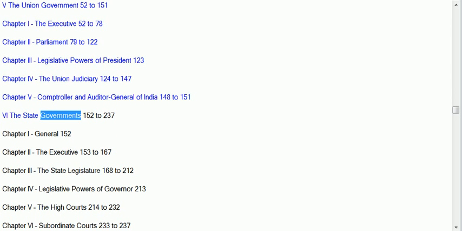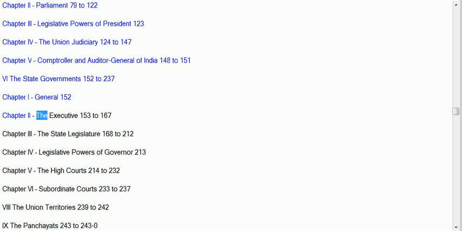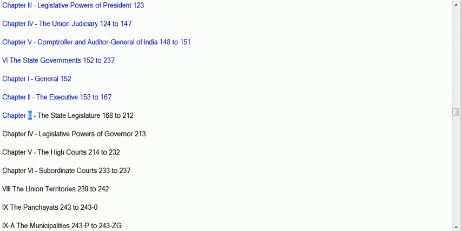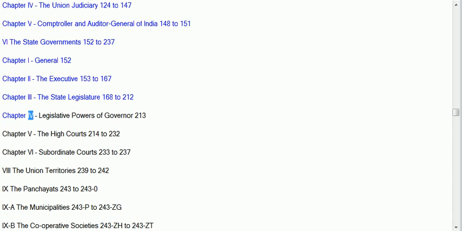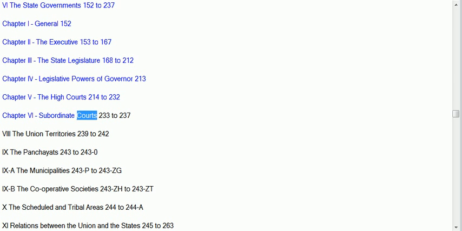6 The State Governments, 152 to 237. Chapter I General, 152. Chapter 2 The Executive, 153 to 167. Chapter 3 The State Legislature, 168 to 212. Chapter 4 Legislative Powers of Governor, 213. Chapter V The High Courts, 214 to 232. Chapter 6 Subordinate Courts, 233 to 237.